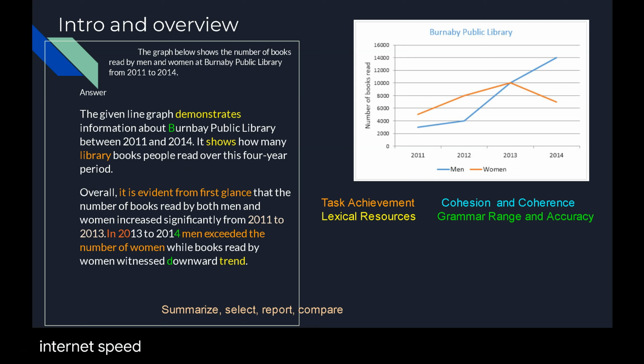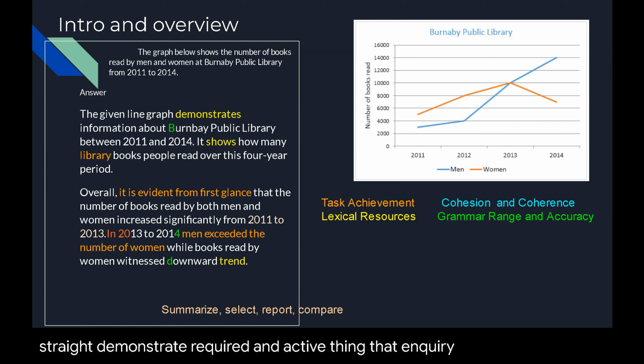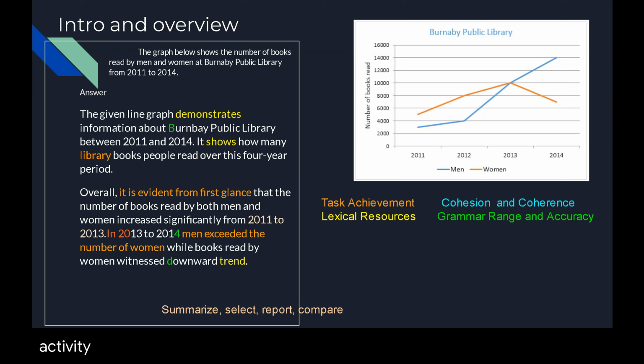Okay, here's what you wrote. The given line graph, demonstrates information. I do not like the use of the word demonstrate in the introduction. If it says shows, like it does, use illustrates. It illustrates, it doesn't demonstrate. Demonstrate requires an active thing. It implies some kind of movement or activity. It doesn't demonstrate it. It's just sitting there. It illustrates information about the Burton Free Public Library.